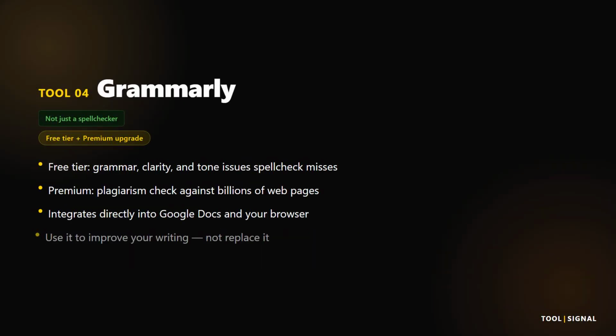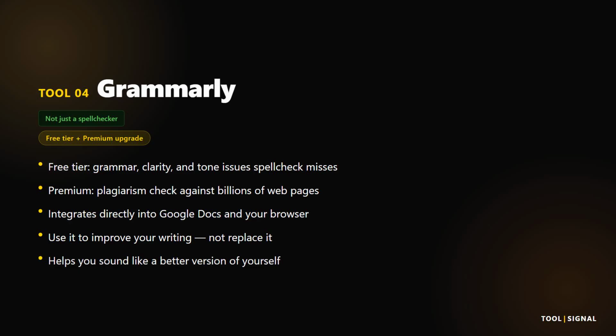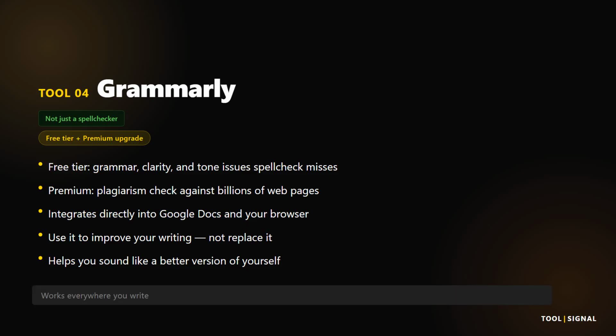Tool 4, Grammarly. Before you skip this one thinking you already know it, hear me out. Most students use Grammarly as a spell checker. That's not what it's for. The free tier catches grammar, clarity, and tone issues that spell check misses entirely. The premium tier adds a plagiarism checker against billions of web pages, useful before any submission. It integrates directly into Google Docs and your browser, so it works everywhere you write. One important note, use it to improve your writing, not replace it. Lecturers can spot AI-generated text. Grammarly helps you sound like a better version of yourself. That's the right way to use it.